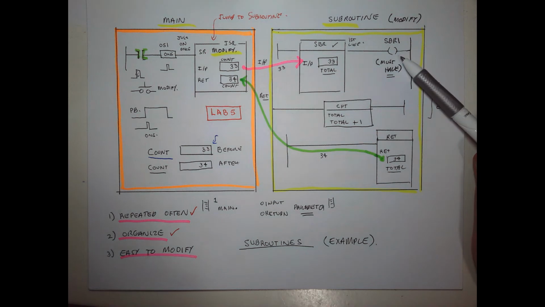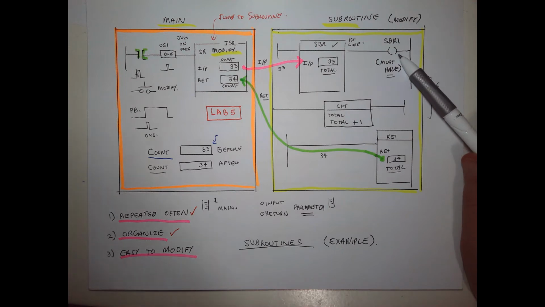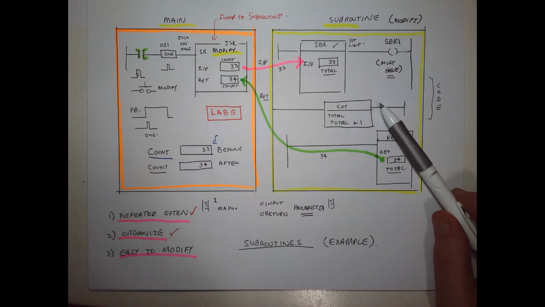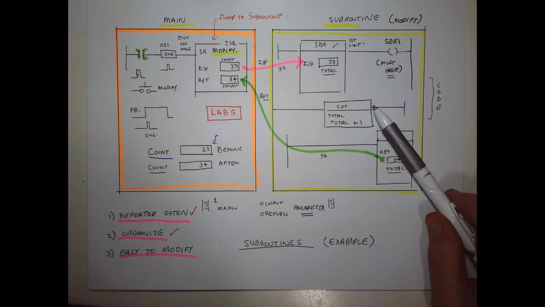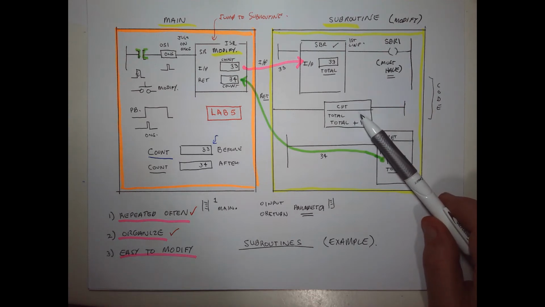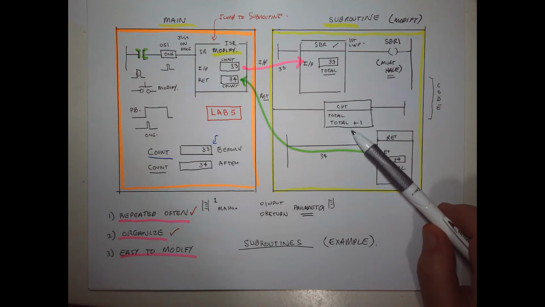This program also has an output instruction. It must have it. If not, it will have an error. And here we're making a change to a value that we've stored in memory. We have a value called total, and we're going to increase the value of total.